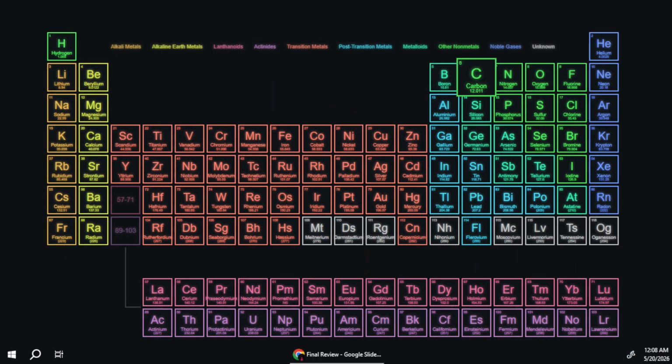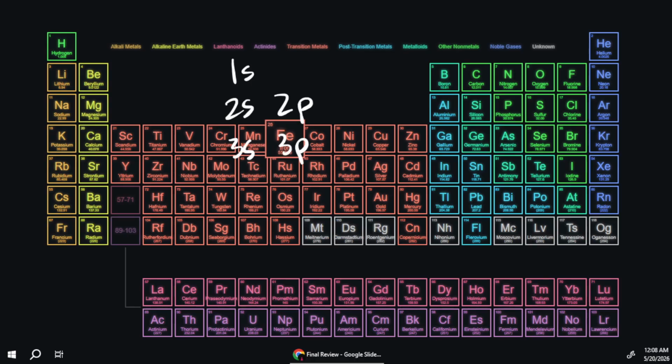Okay, so following this rule, let me erase all of this. That's too much. I'll just delete everything and redraw. So we have 1s, 2s, 3s, 2p, 3p, 3d. So it's going to follow this pattern: 1s, 2s, 2p, and 3s, 3p.